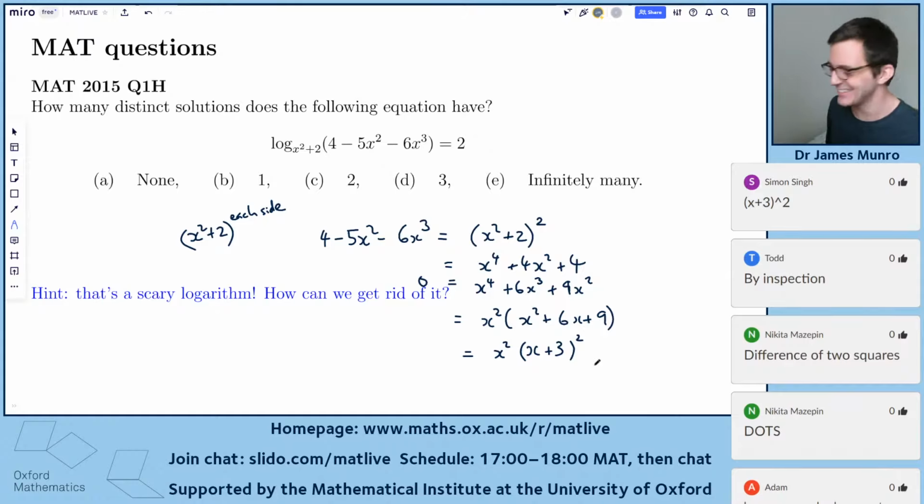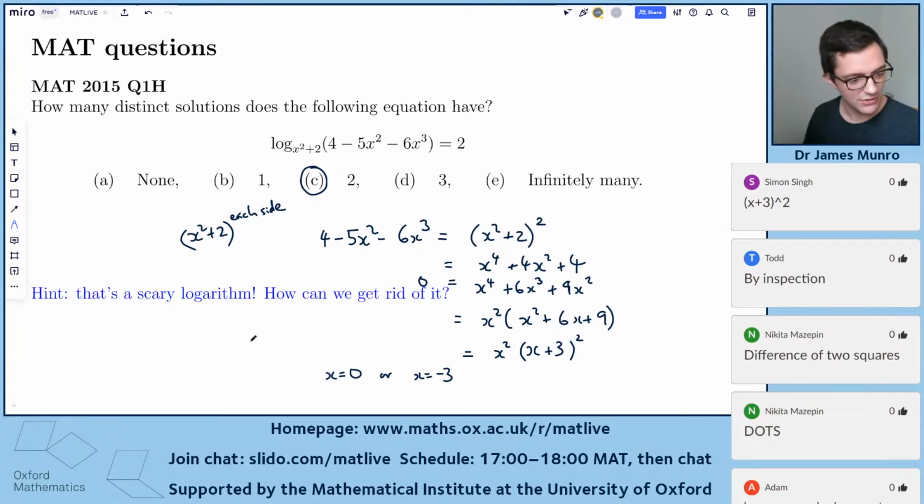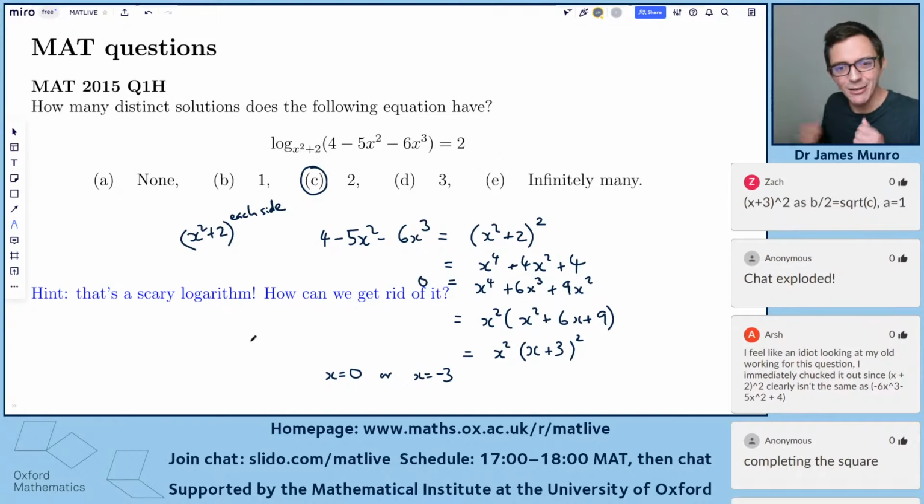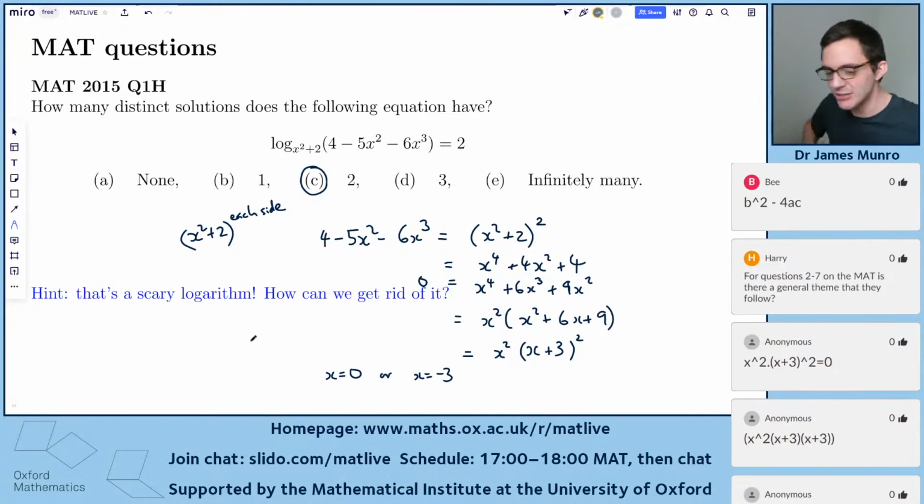So okay, right, good. Either way, turns out that this has got two solutions, x equals 0 or x equals minus 3. So give yourself a round of applause if you picked C, two distinct solutions. It's quite nice that it turns out to have some repeated roots. Gives it a little bit of texture as you're solving the polynomial. It could have just been a random polynomial. It's been chosen to be a little bit like a nice polynomial.